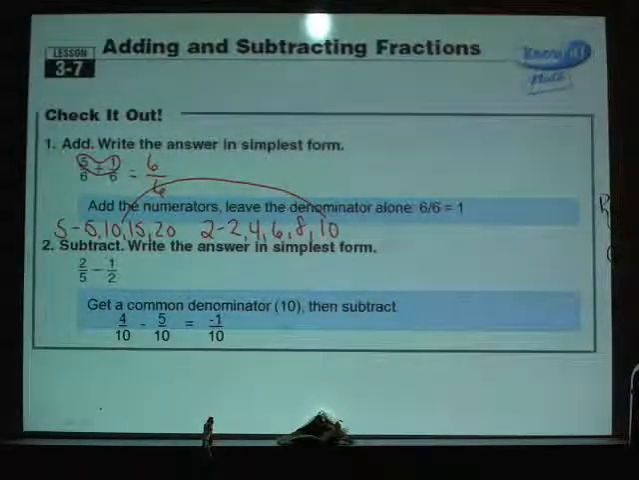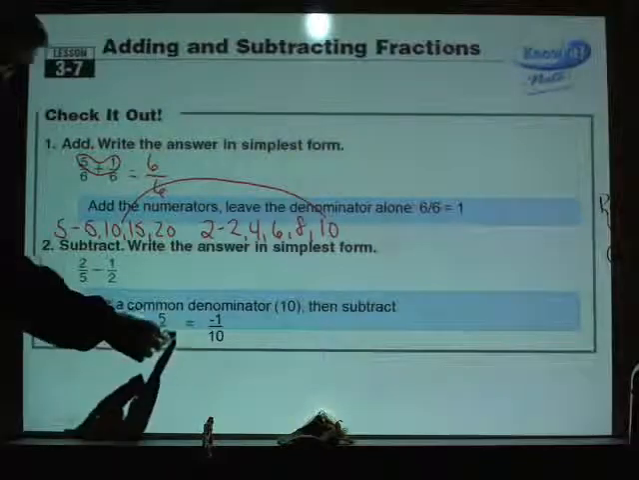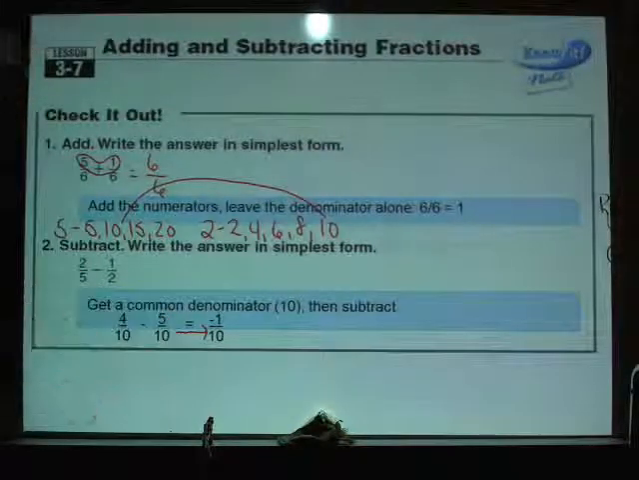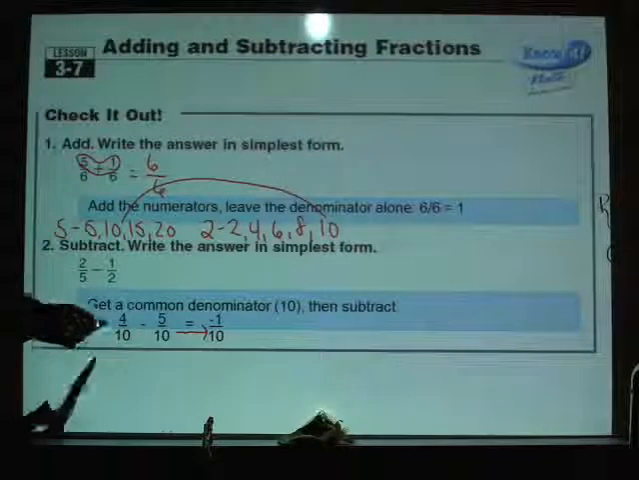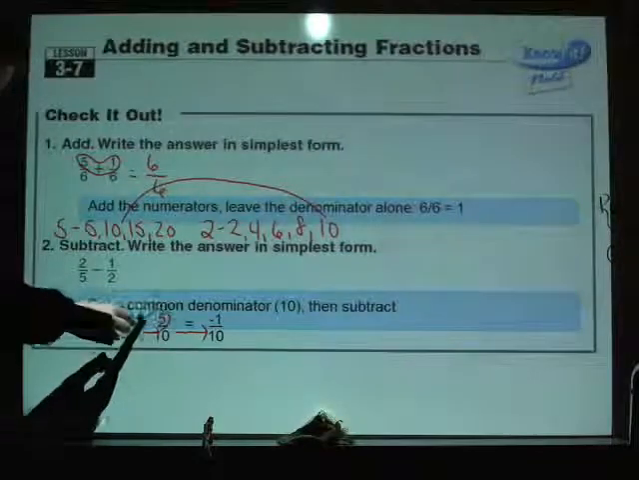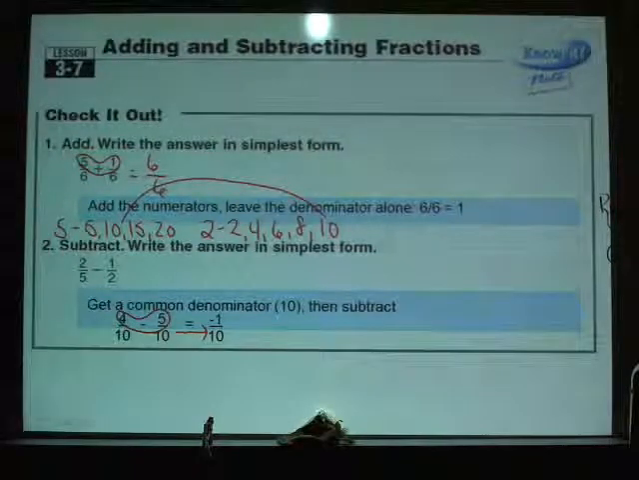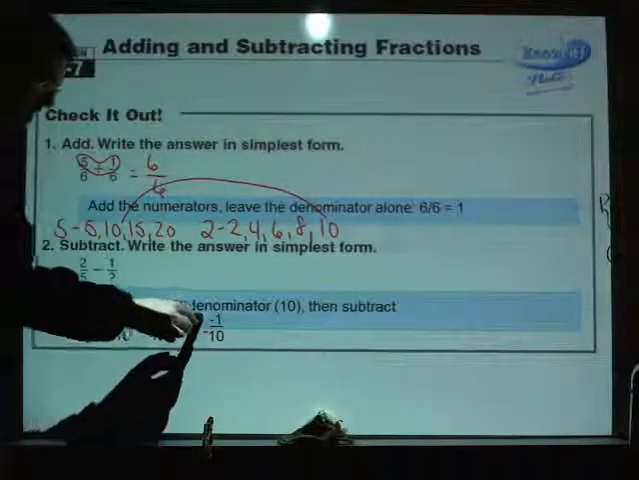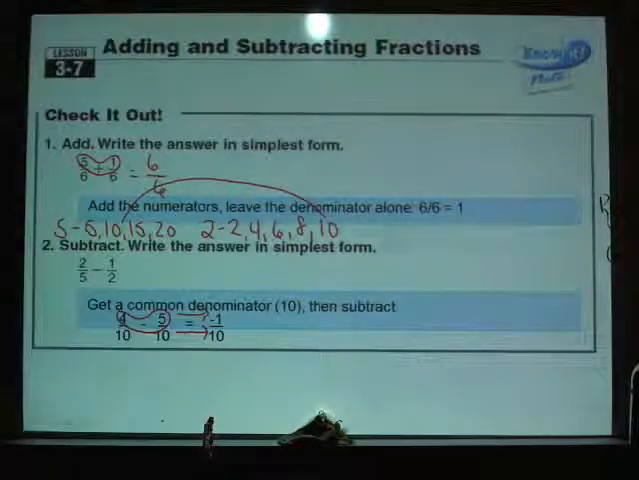Well, let's go ahead and solve it. Remember, the denominator stays the same, so 10 gets taken right into the answer. Where the subtraction comes into play is the numerator. So I'm going to have to do 4 minus 5 here, just like it says. 4 minus 5 is -1, and I write -1/10 because that's my final answer. 2/5 minus 1/2 is -1/10.